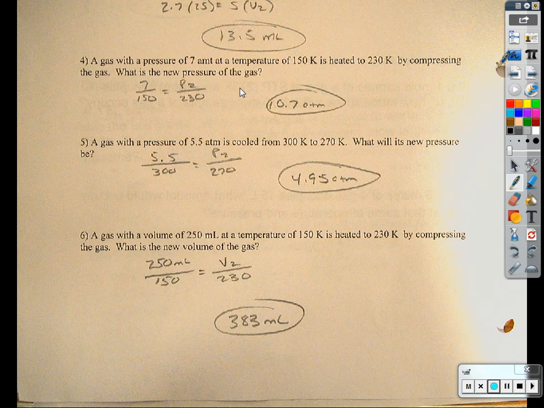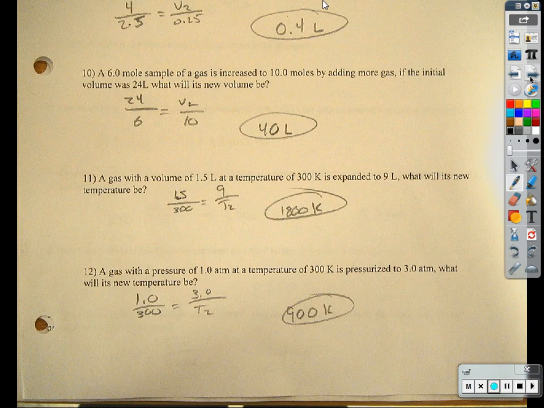And then the rest of the ones on the second side of this, the ones that I did not calculate, numbers 10, 11, and 12. Number 10 is another Avogadro's law, amount, moles, and volume. Number 11 is volume and temperature, that's Charles' law. And number 12 is pressure and temperature, so another Gay-Lussac's law problem.